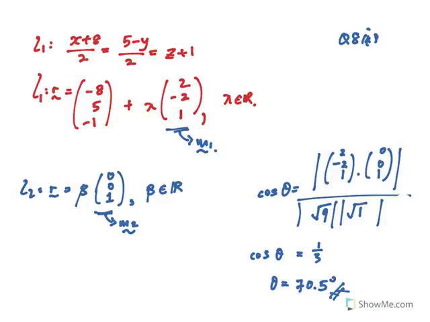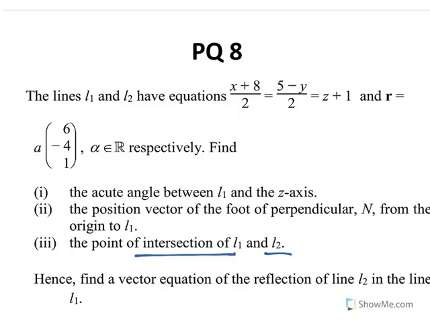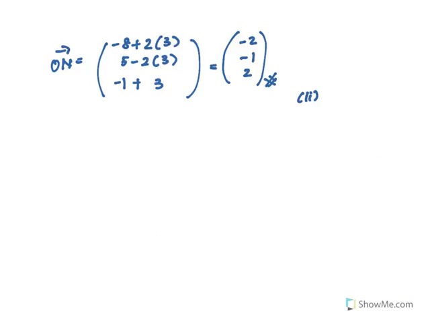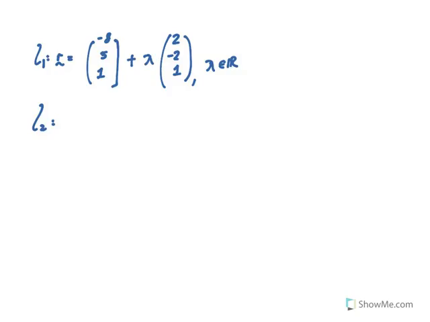Let me see what line 2 is again. Line 2 is equal to alpha times 6, negative 4, 1, where alpha is also a real number. From here, what we do is try to solve them simultaneously.